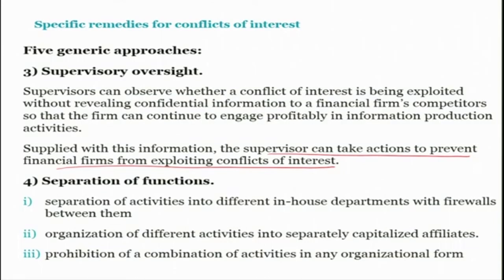And the fourth one is separation of functions. That means separation of activities into different in-house departments with firewalls between them. Second one is organization of different activities into separately capitalized affiliates. And third one is prohibition of combination of activities in any organizational form. However, though these are remedies, at the same time we need to remember that separation of functions also adversely affects the synergies in information collection. That is an opportunity cost anyway.